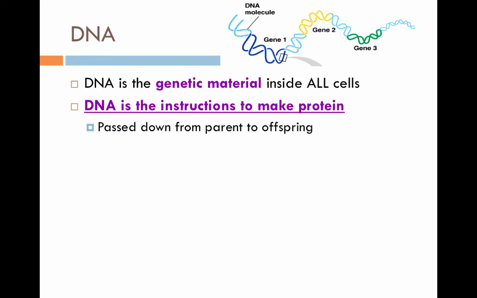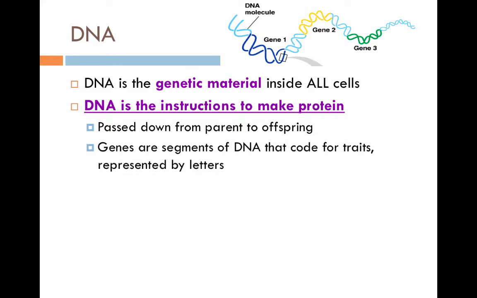This information, DNA, is passed down from your parents. Remember, your mom's egg has 23 chromosomes, combines with your dad's sperm with 23 chromosomes to create you, with 46 chromosomes in each of your cells. So you got half of your DNA from your mom and half from your dad.